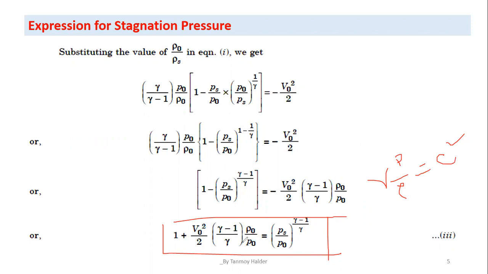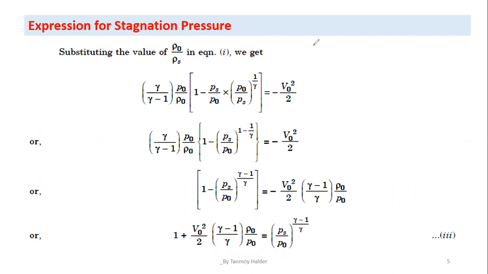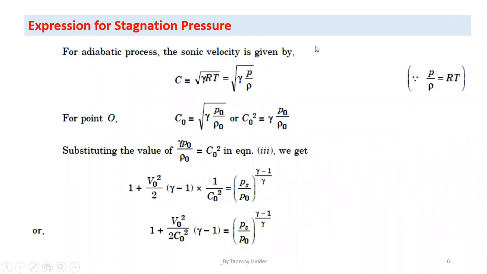So this whole term can be denoted with what? 1 by C square. That is exactly what we are going to do in the next step. See, here this whole term has been denoted with 1 by C square, right? In the previous equation. So ultimately, we are getting this equation: VO square by CO square by 2 into gamma minus 1 is equal to PS by PO whole to the power gamma minus 1 by gamma.